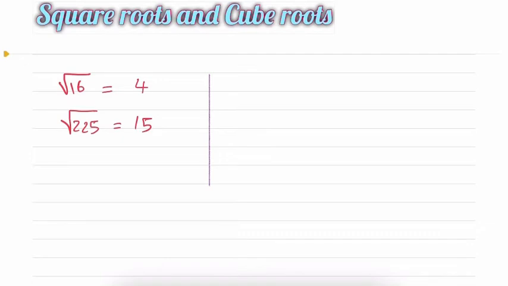About the cube roots now. This is the sign of cube root. When I ask you what is the cube root of 27, this means I want you to ask yourself a question: what number do I have to multiply by itself 3 times to get 27? And yes, my answer is 3. Also, if I have the cube root of 1000, this means what number I have to multiply by itself 3 times to get 1000? And the answer is 10.